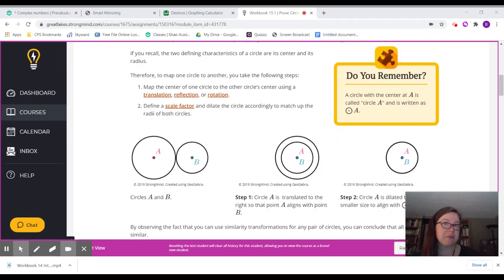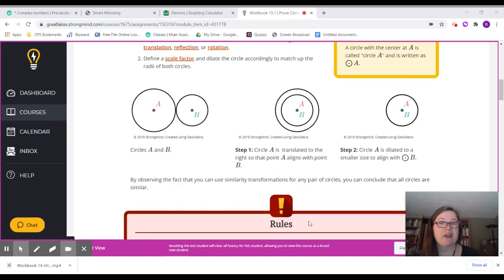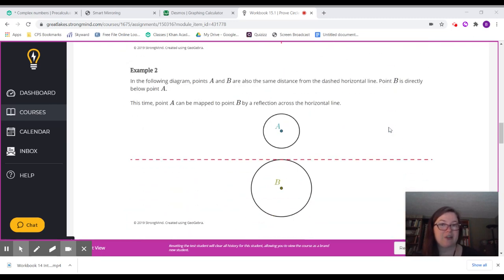So with these, you're going to be talking about two transformations that have to happen. There's one that will move one center onto the other one, and then one that talks about the dilation. Sometimes it does the dilation first, sometimes it does the other transformation first, but it's very easy. So if we had circle A and B, it would move A onto B and then dilate it, making it shrink down so that they are the same circle. That's how you prove them.